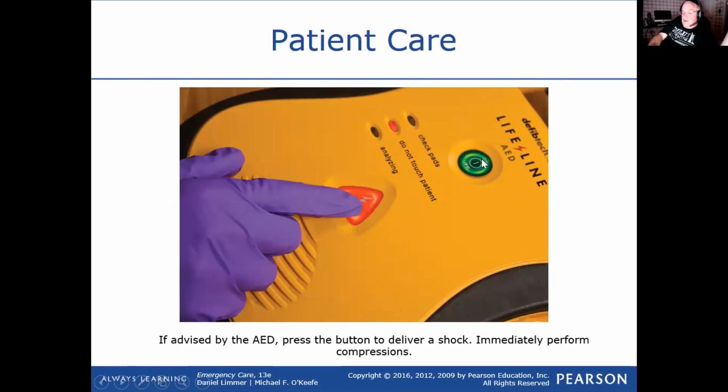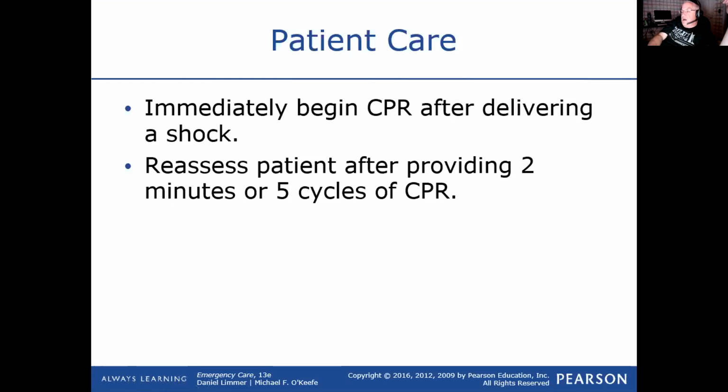This is the on button on this particular one. Some of them actually turn on by opening them up, so you skip even finding the on button. As soon as you finish shocking someone, you go right into chest compressions, no pause, unless the patient wakes up and asks what happened. The machine keeps track of 2 minutes, and every 2 minutes it's going to say analyzing and see if it needs to shock again.